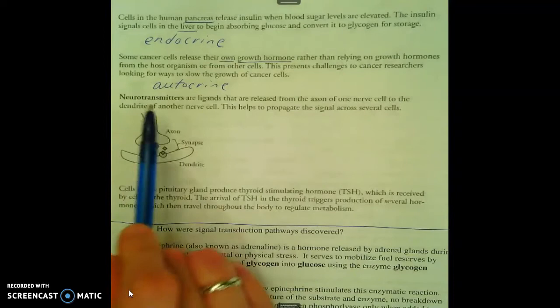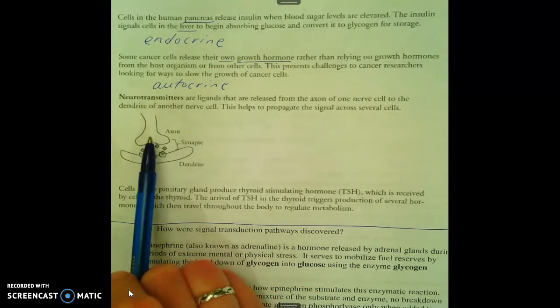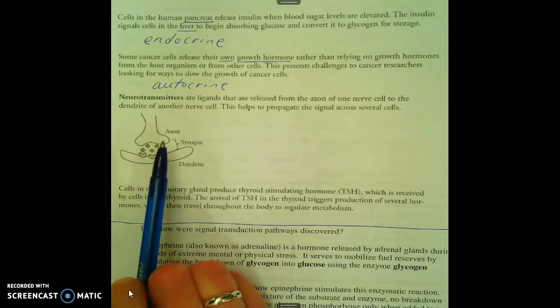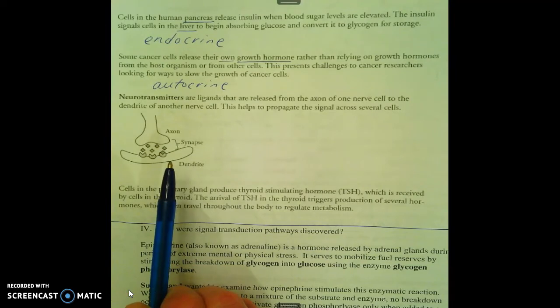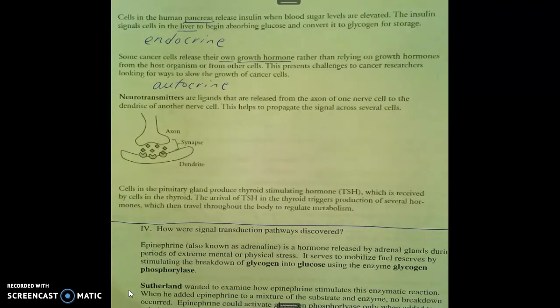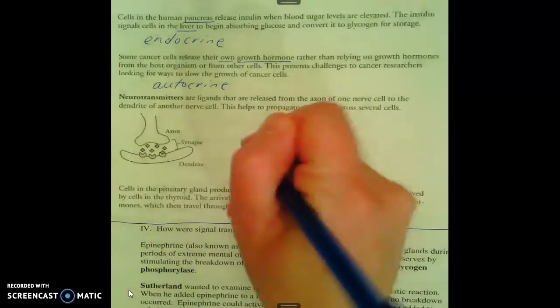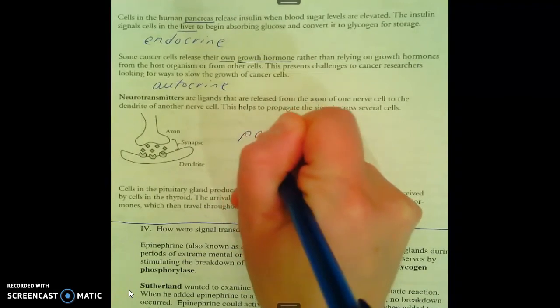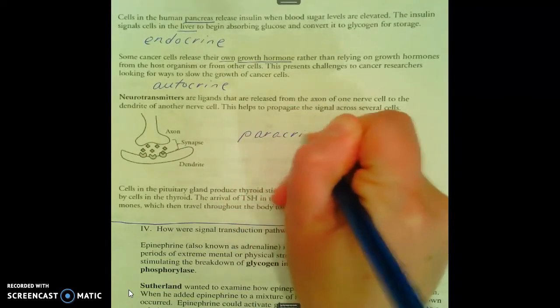Next up, we see neurotransmitters released from the axon of one neuron, traveling across a very short synapse and binding to a dendrite of another neuron. These are extremely close together, but not quite touching. So we'll call this paracrine.